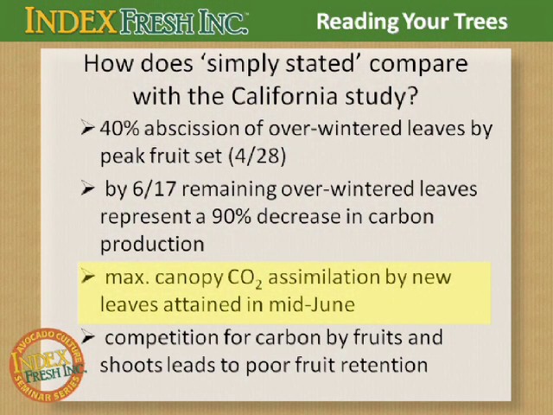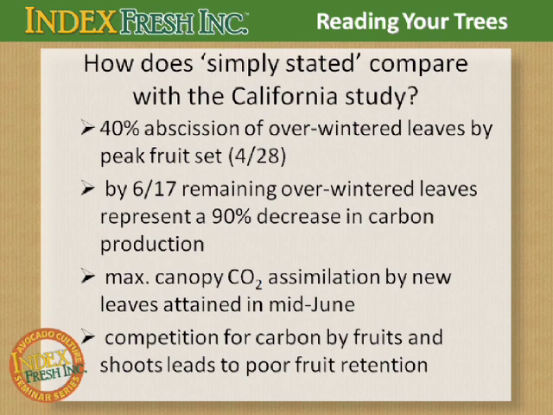They also said that the new leaf growth, maximum canopy carbon dioxide assimilation by new leaves, was attained in mid-June. So leaves started falling already in late March, early April, and we could only recover and get a fully functioning tree by mid-June. And we're going to show you the actual graphs.